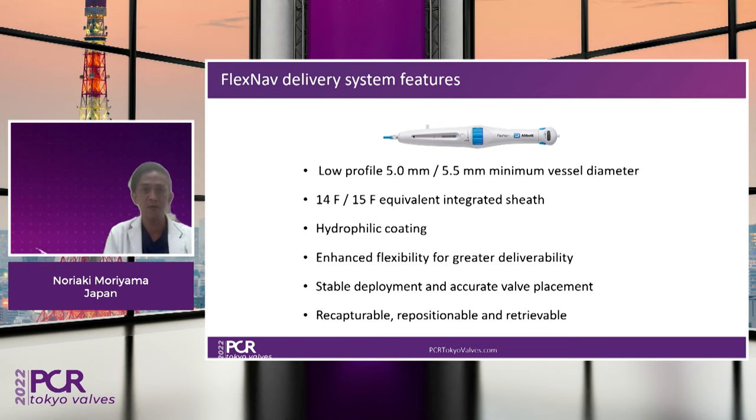And this is the FlexNavi delivery system. The FlexNavi delivery system is very low profile, which allows a 5.0 to 5.5 millimeter minimum vessel diameter, and a highly flexible catheter enables excellent deliverability even with very tortuous anatomy with hydrophilic coating. Moreover, the FlexNavi system provides accurate and stable valve deployment at the annular position with recapturable and repositionable features.